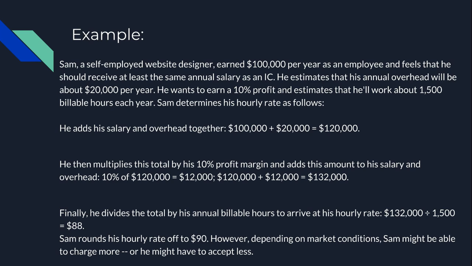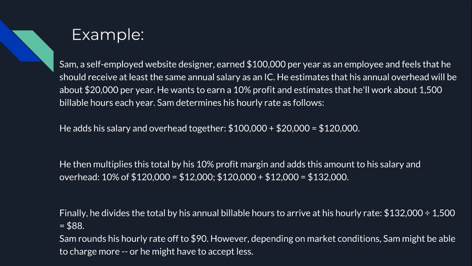So let's look at Sam, a web designer. He has earned $100,000 per year as an employee and feels that he should receive at least the same salary as an independent consultant. He estimates that his annual overhead will be about $20,000 per year. He wants to earn a 10% profit and estimates that he'll work about 1,500 billable hours each year. Let's look at how he does this.